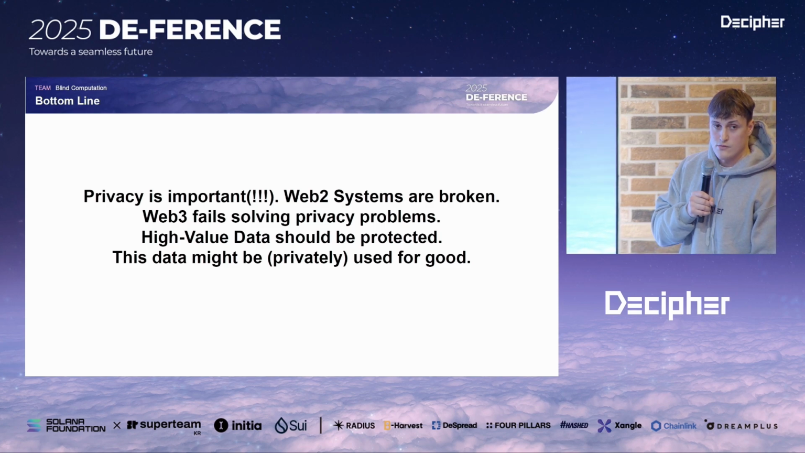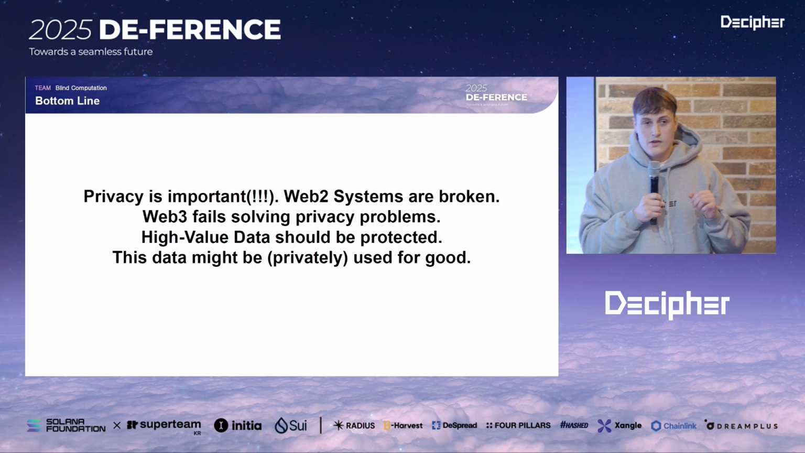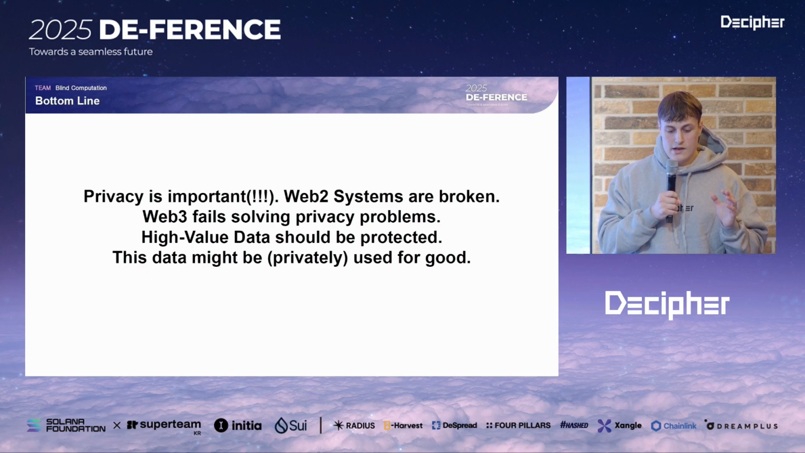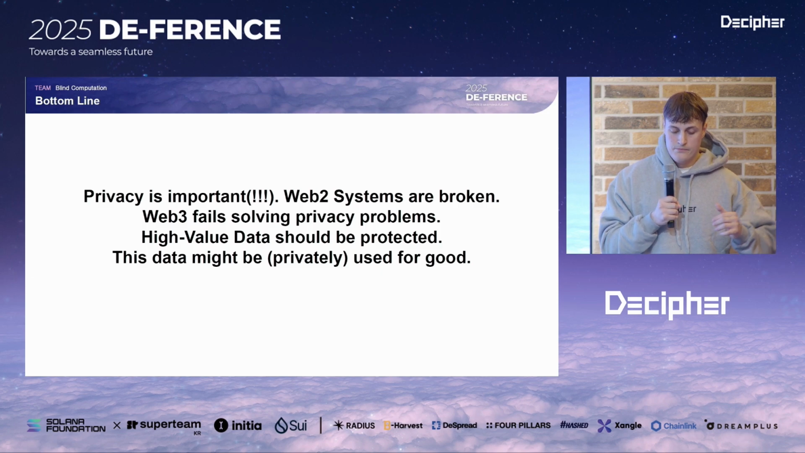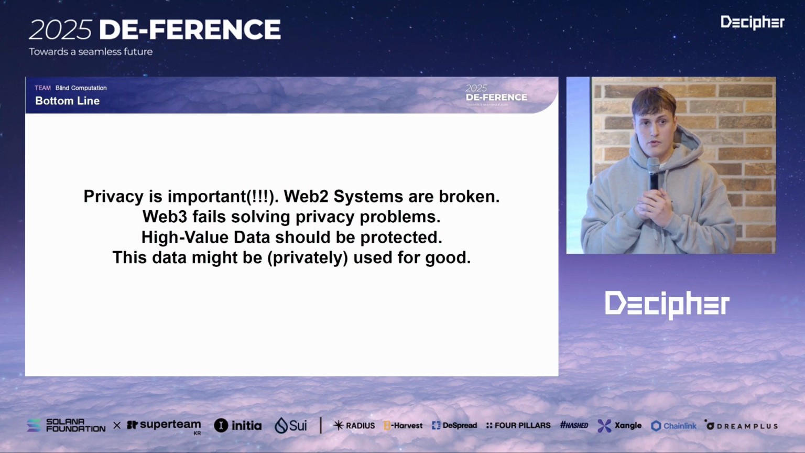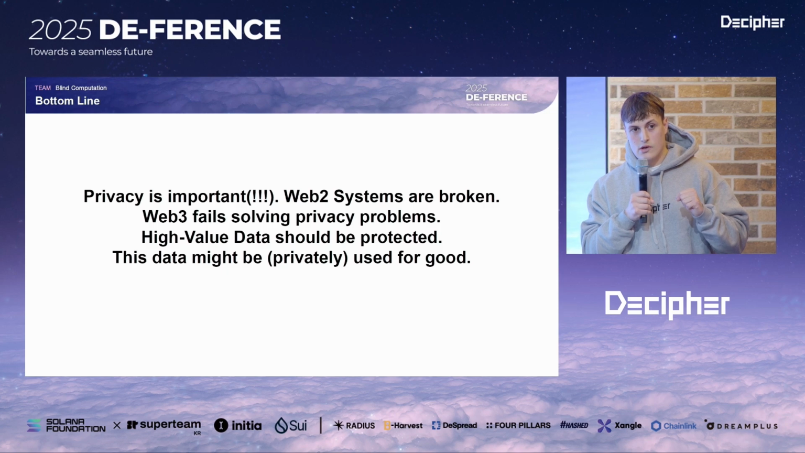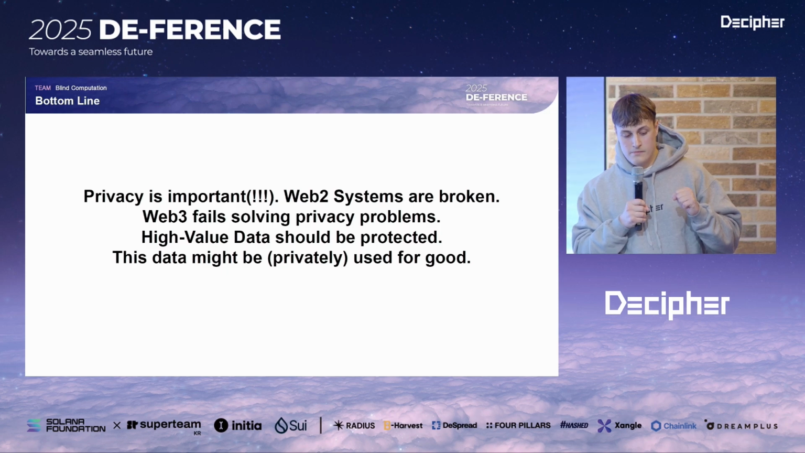Now, let's summarize what was just said. So first of all, privacy is important. Web2 centralized systems are broken, and Web3 falls short solving the problems of privacy now. There is a special type of data called high-value data, and it should be protected. This data might be privately and securely used for everyone's good.